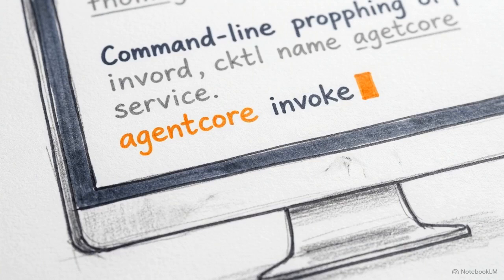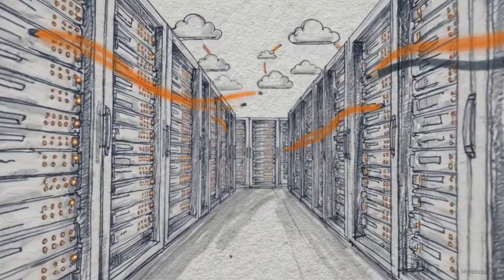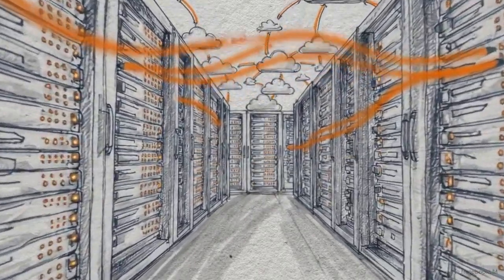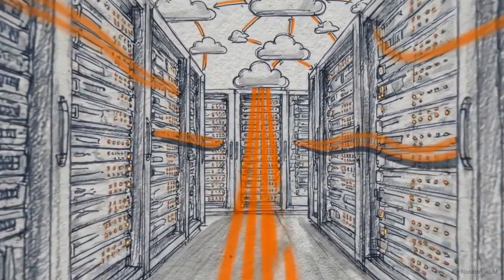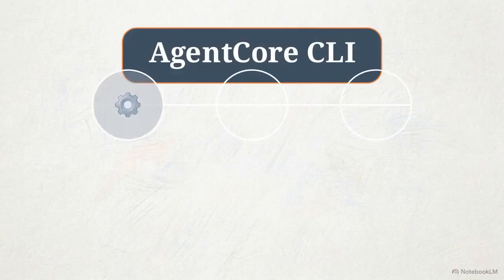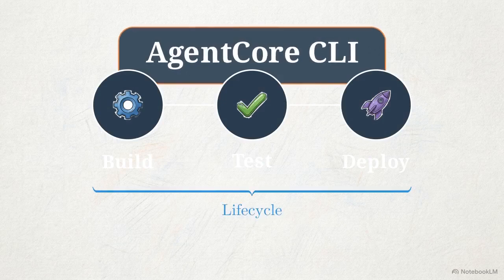Watch what happens when I hit enter. A prompt leaves my local terminal, queries a live AI agent running on AWS, and instantly streams back a response. No manual server configuration required. In this tutorial, we are going to build, test, and deploy that exact agent.